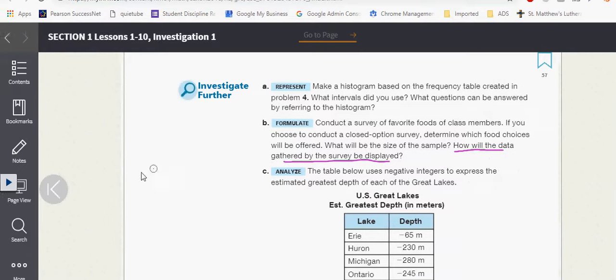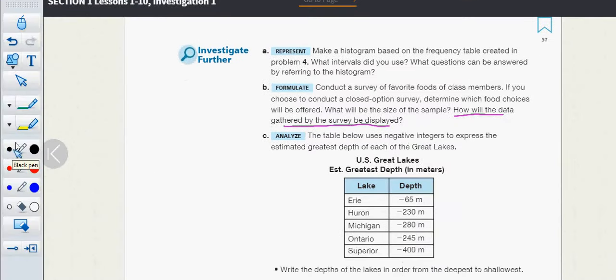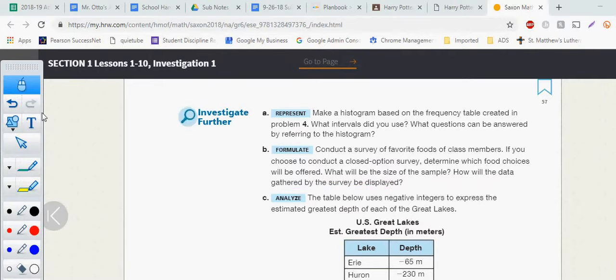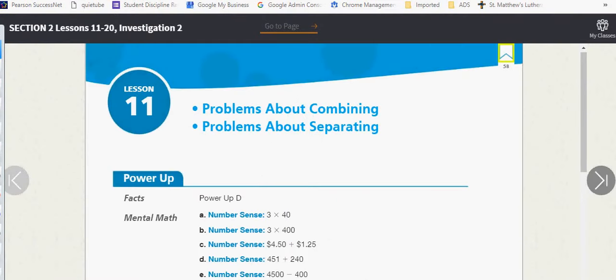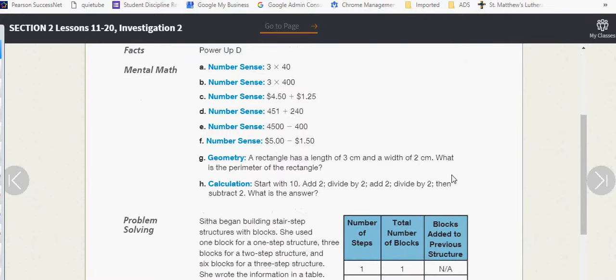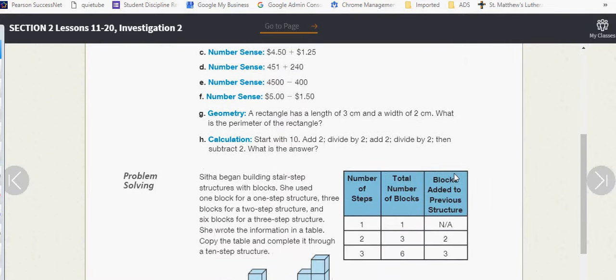Don't forget to finish letter B from that previous investigation, displaying the data in a more visual way, picking your way to do that and do it neatly. If you pick the bar graph, remember all the different things about X and Y axis and titles. Those are easy to forget. Use a ruler and be neat.